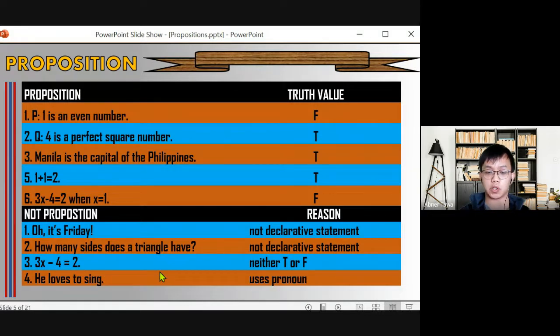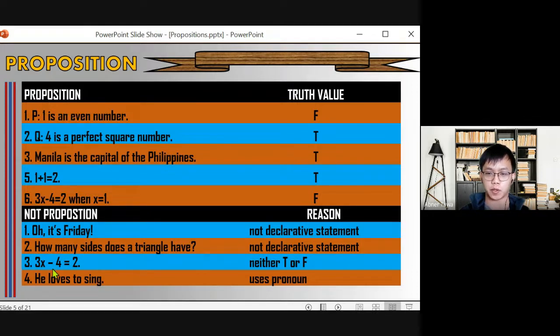It's because it uses a pronoun. So a declarative statement that uses a pronoun is not considered a proposition. It's because we don't know what or who is being referred to by the pronoun he. If it has a name, then we can say that it is a proposition, so that we can say true or false.